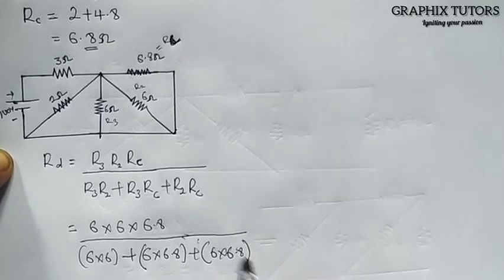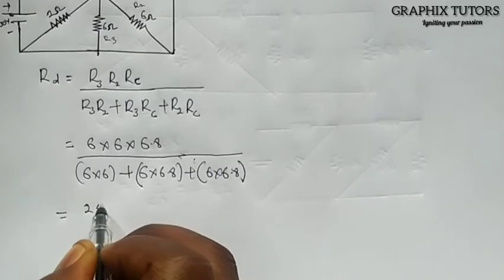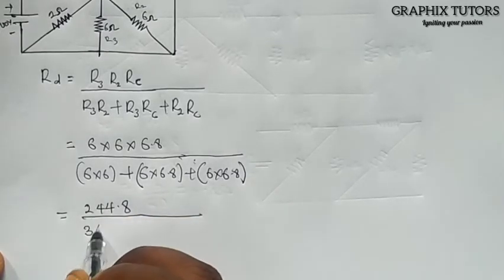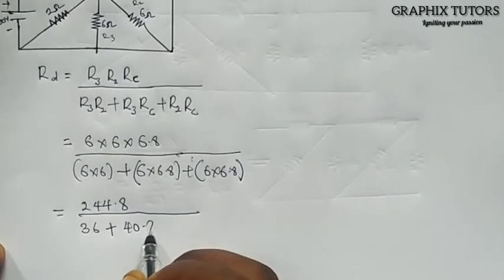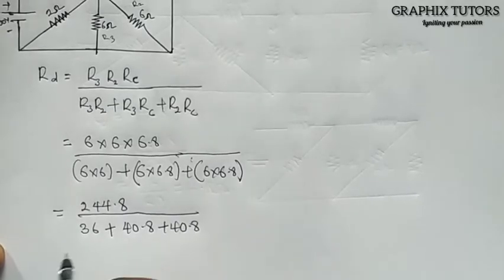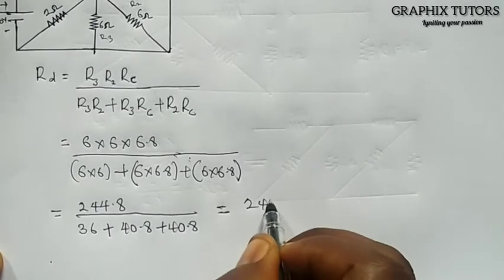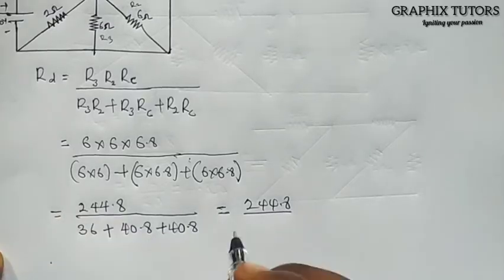So this will now give me 6 times 6 times 6.8 is 244.8, all over 6 times 6 is 36, plus 6 times 6.8 is 40.8, plus 40.8. All will be giving me 244.8 all over 40.8 plus 40.8. That will give me 81.6 plus 36. That will give me 117.6.